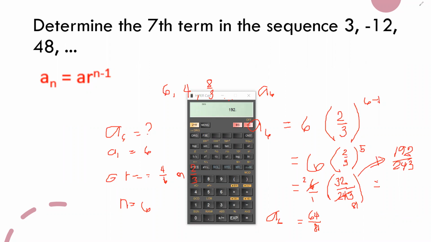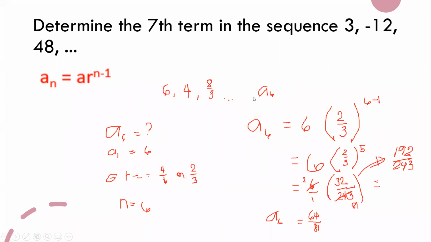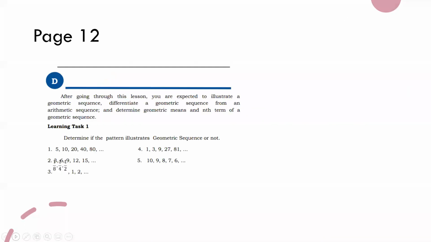Question? Gets po? Yan po. Okay po. Clear po tayo. Okay po. So, ito po ang gagawin ninyo.